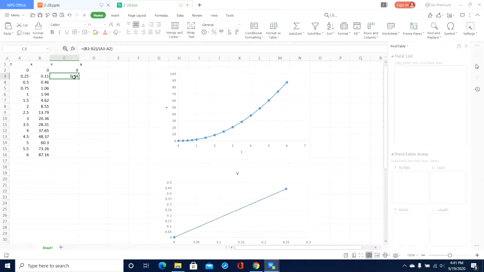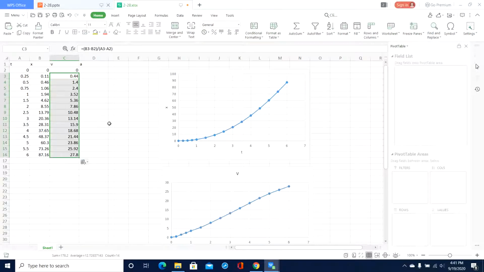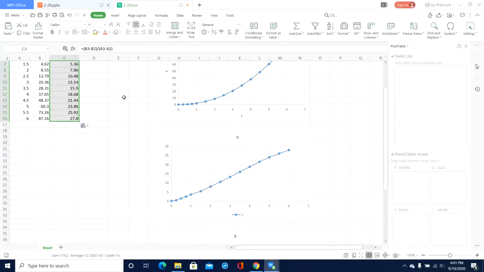Yes. So then we drag it. We get all the calculations for the velocity. And then we plot the graph for the v-t graph. It looks like this one. So velocity with time, this velocity gets bigger and bigger, speeding up. And also it looks very much like it is linear.